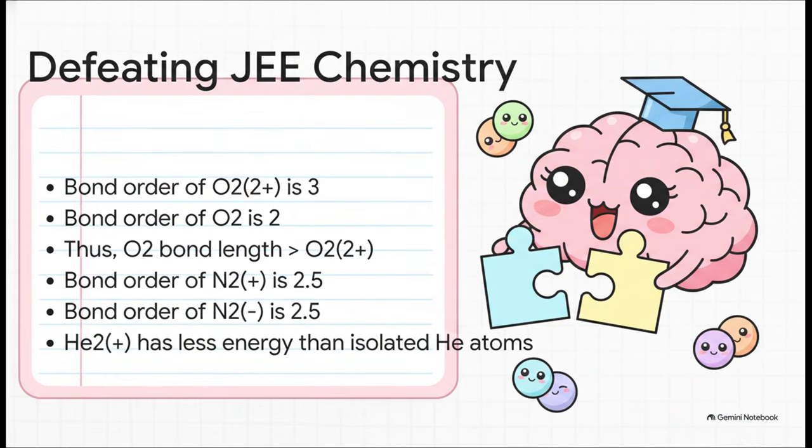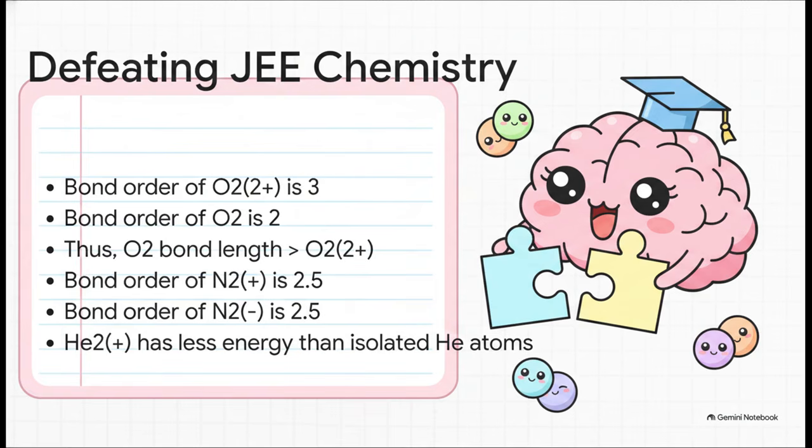So here's exactly how we defeat the JEE question. The exam asks students to evaluate all these multiple tricky statements about bond lengths and energies. But by simply sketching out the molecular orbitals and applying our handy 1/2 formula, you can effortlessly find that the O2 2+ ion has a bond order of 3, while a standard O2 molecule has a bond order of 2. And because a higher bond order always means a tighter, shorter bond, we immediately know for sure that the O2 bond length is greater than O2 2+, just like that.